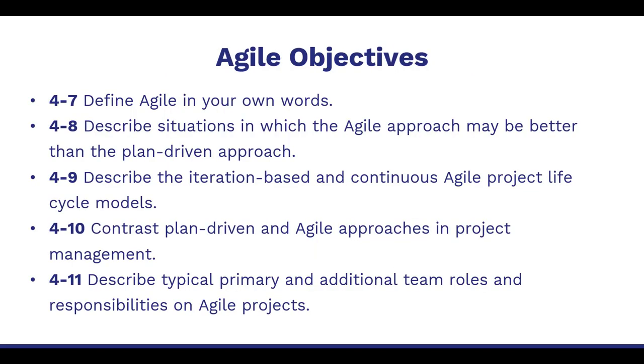Some of the Agile objectives we're going to go over. We're going to define Agile in our own words. We're going to describe situations in which the Agile approach may be better than the plan-driven approach. We're going to describe the iterative-based and continual Agile project lifecycle models. We're going to contrast plan-driven and Agile approaches in project management. And we're going to describe typical primary and additional team roles and responsibilities on an Agile team.